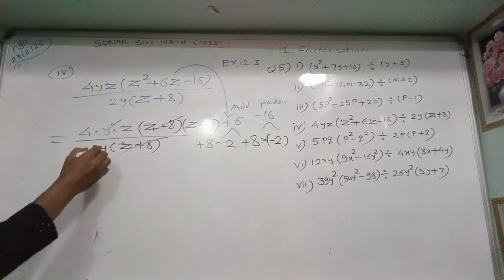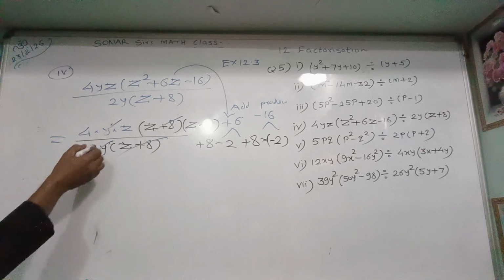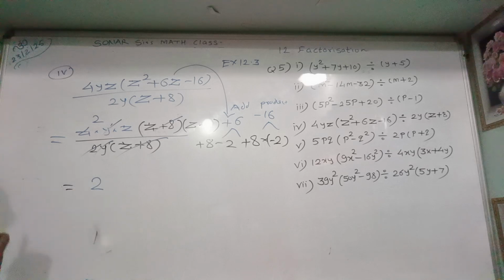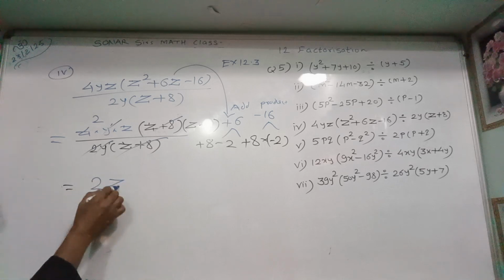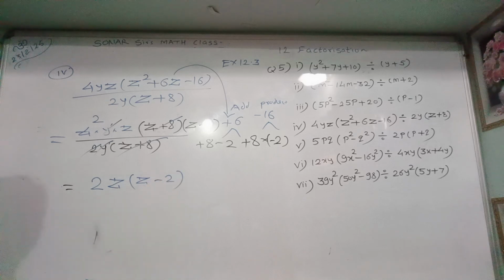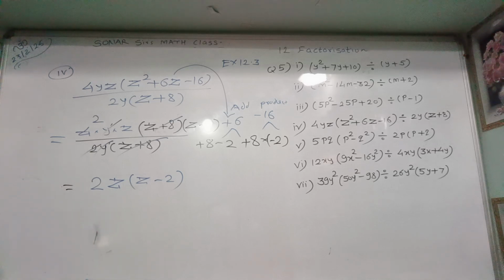This y to the power 1 with this y to the power 1 cancel. The two 1s are cancelled and the two 2s are cancelled. So whatever remains is the answer: 2z in bracket z minus 2. This is our answer. Now let's move to the fifth question.